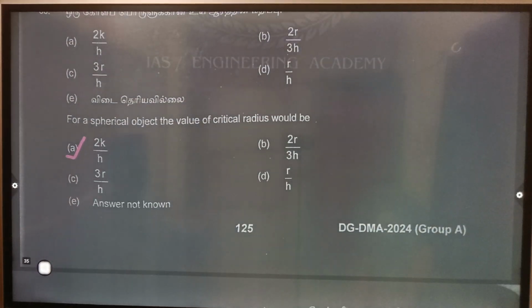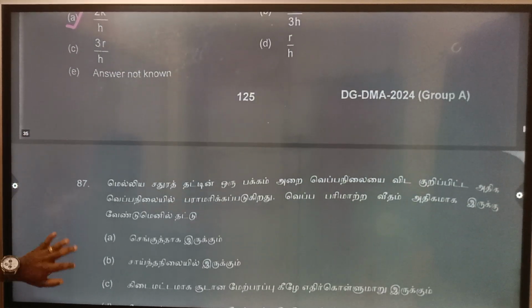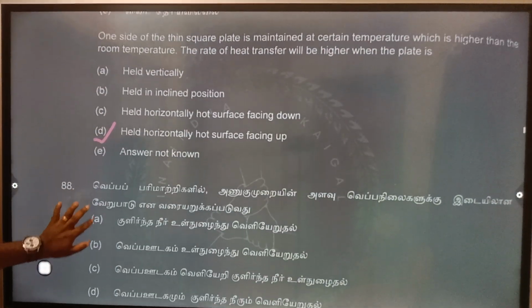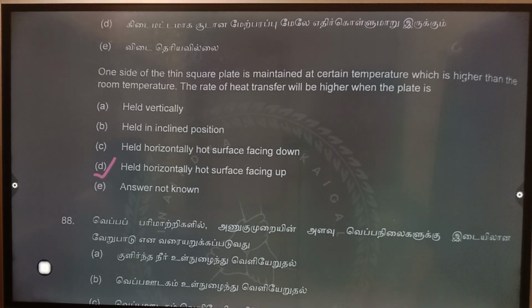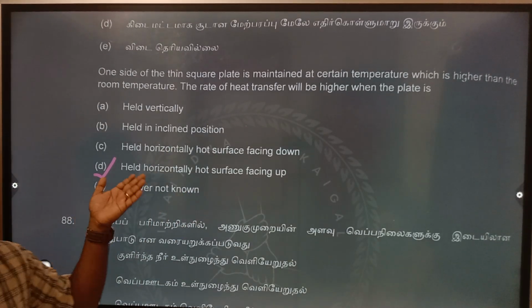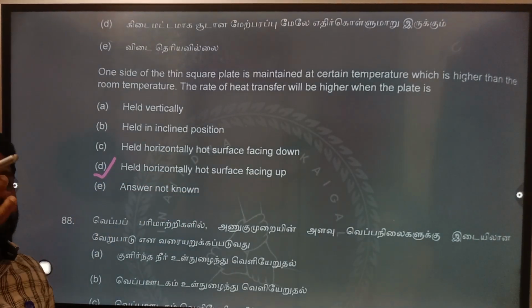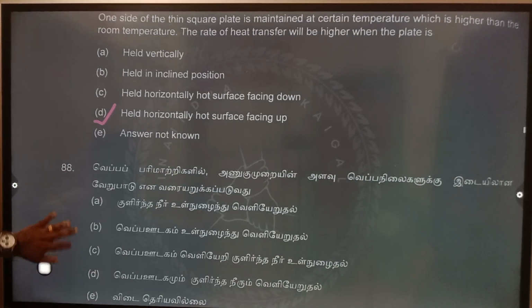Then for a spherical object, the value of critical radius would be 2k by h. Okay, memorize it: critical radius 2k by h. A is the answer. 87: one side of a thin square plate is maintained at a temperature. How should it be held so that maximum heat transfer occurs? That is what they asked. Held horizontally, hot surface facing up. Okay, then only the maximum comes.